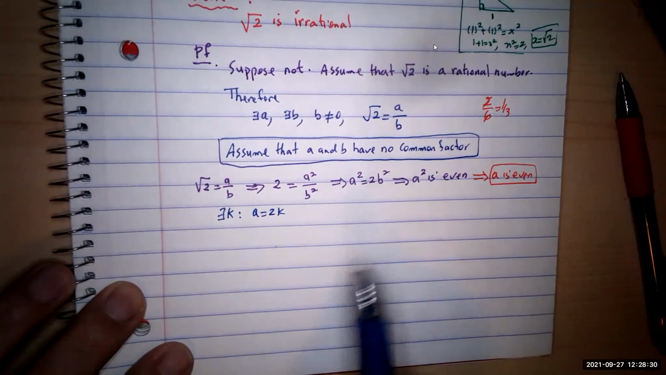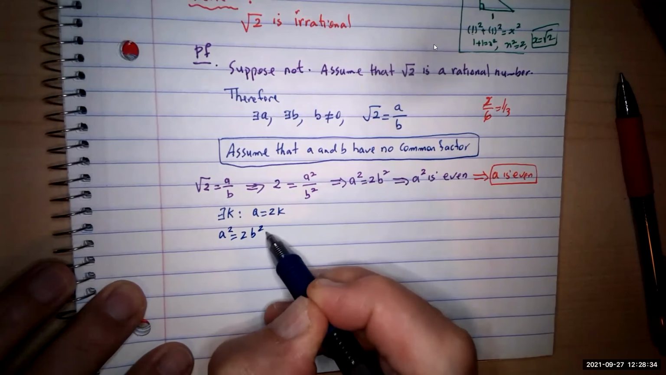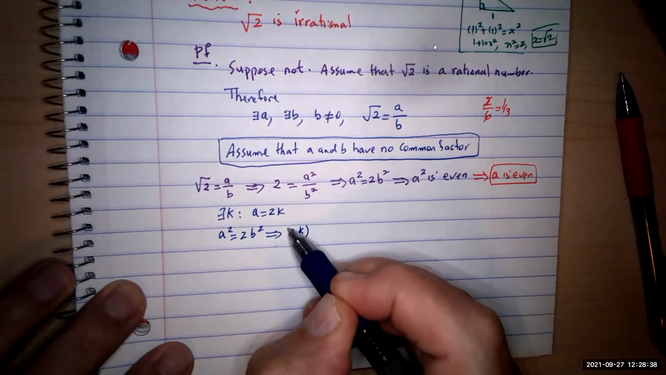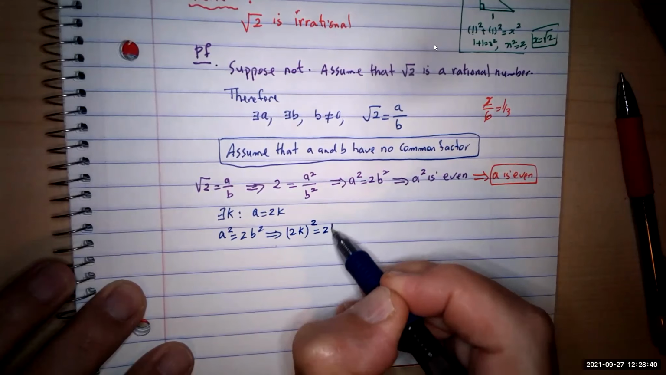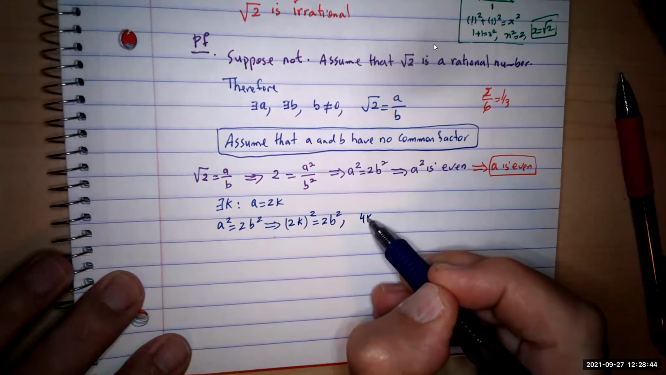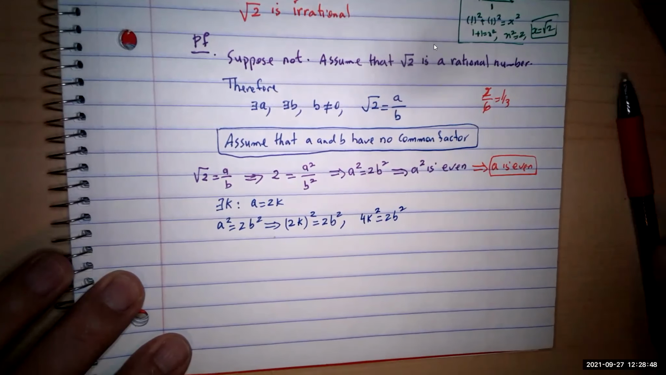Okay, bring it here. But a squared is equal to 2b squared. So that would be what? That would be 2k squared equal to 2b squared. So this means 4k squared is equal to 2b squared. Simplify it.